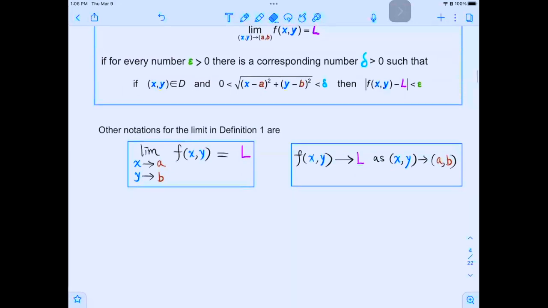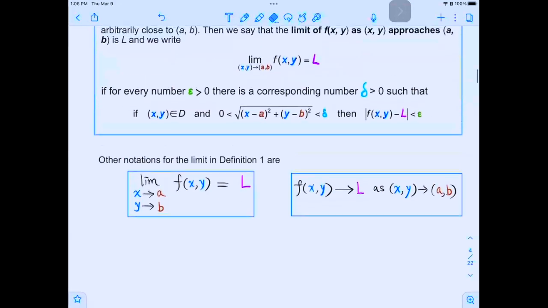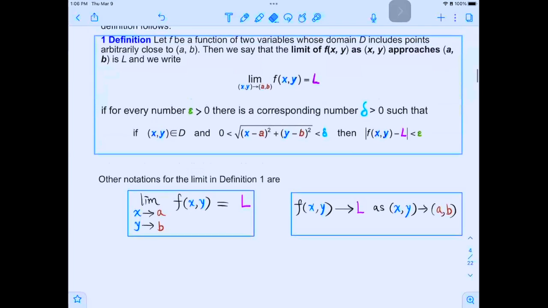Now, other notation for the limit in this definition is this. Instead of putting (x, y) approaching (a, b), you can put it this way: x approaching a, y approaching b, that the limit is L, or you can put it this way. So those are different ways to write this same limit over here.